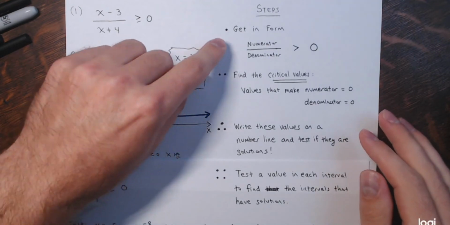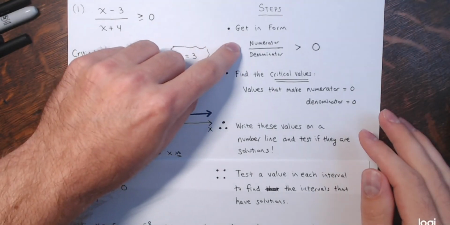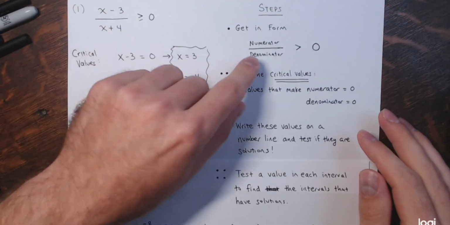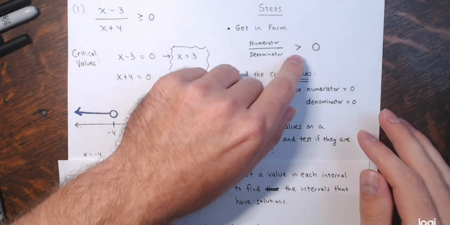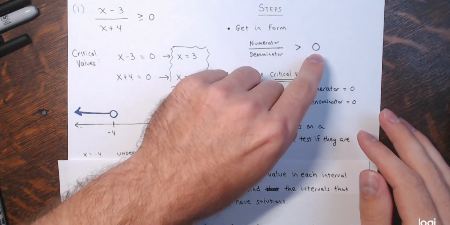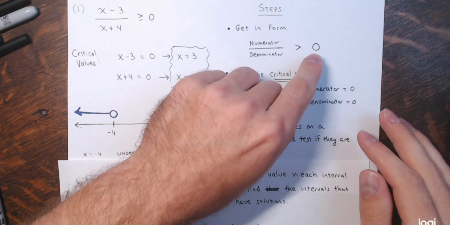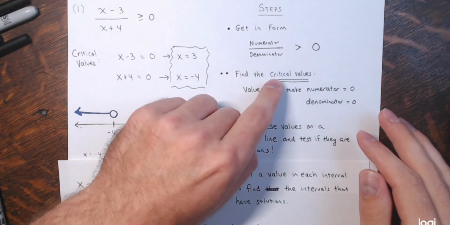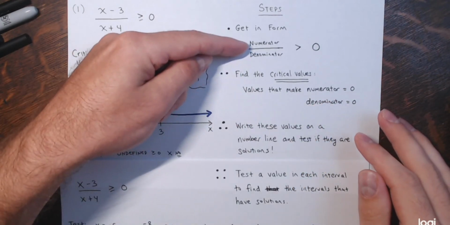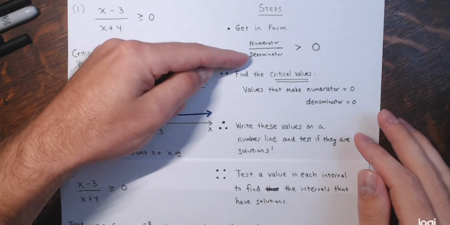Every single time. First, I get it in the form where I have a single fraction on one side, one numerator, one denominator. And then the inequality symbol, greater than, less than, greater than or equal to, less than or equal to. And then 0 on the other. No other number but 0. Then I find these critical values. What makes this numerator 0? What makes this denominator 0 for this fraction?